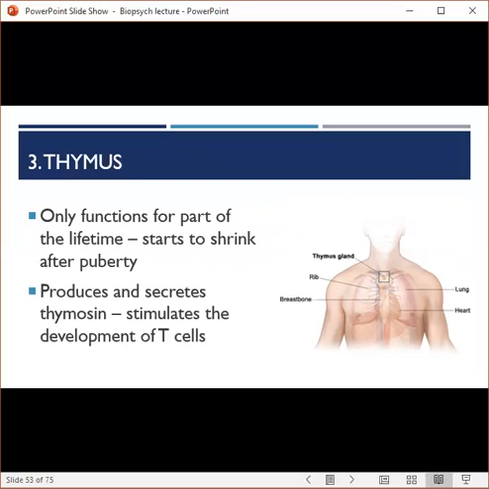Before birth and throughout childhood, the thymus is instrumental in the production and maturation of T lymphocytes, or T cells. They're a specific type of white blood cell that protect the body from certain threats, such as viruses or infections. The thymus produces and secretes thymosin, a hormone necessary for T cell development and production.